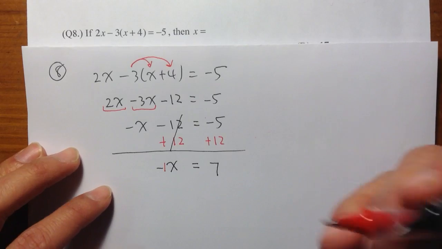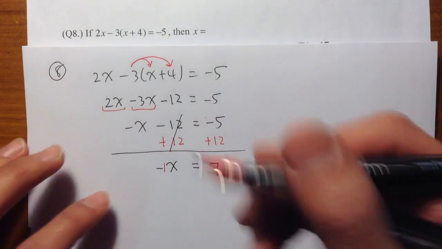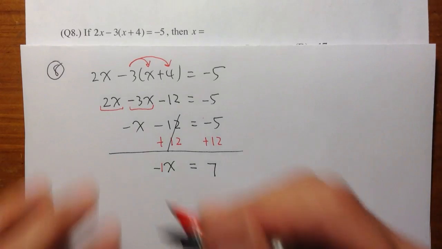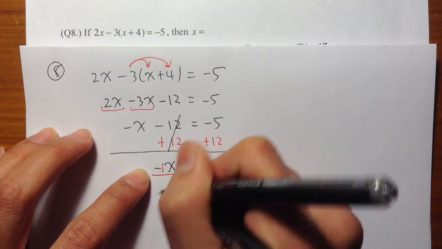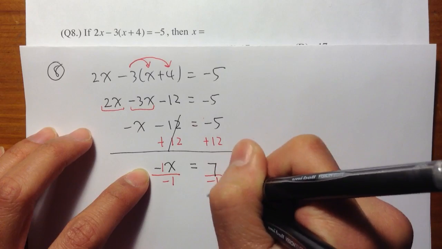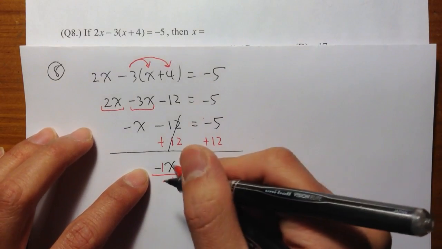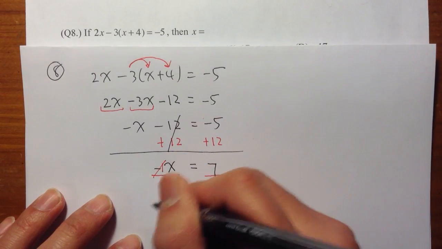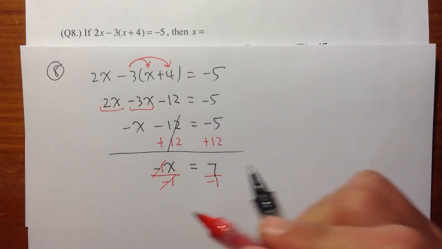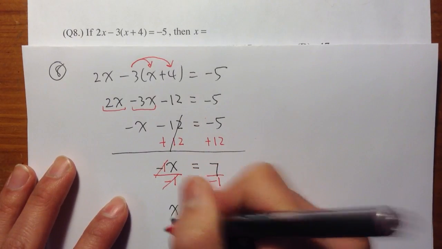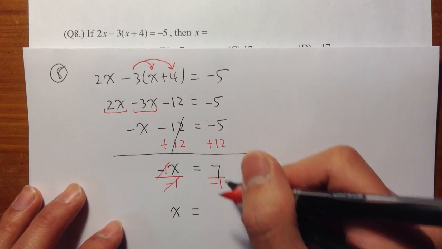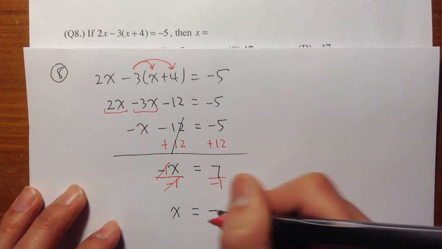I'm looking for a positive value of x. Sorry, I'm looking for a positive x. That's what I mean. So I'm going to divide both sides by negative 1. I want to make sure that x looks like just a regular x. I don't want to have a negative in front of it. Negative 1 divided by negative 1 is just a positive 1, so I have a regular x by itself. And that's equal to 7 divided by negative 1, which gives negative 7.